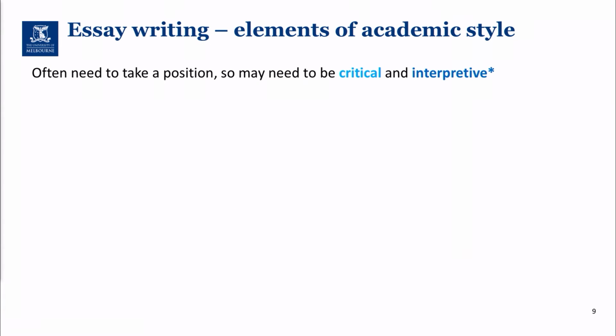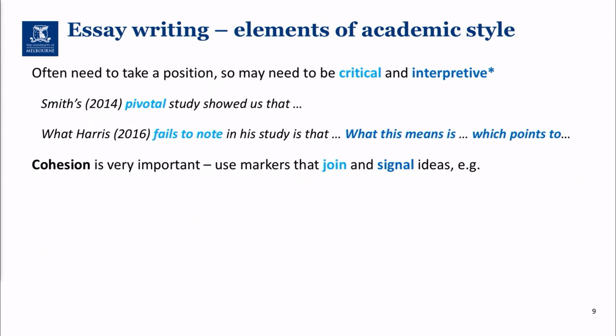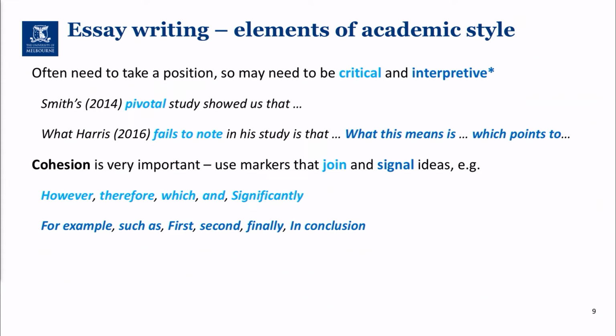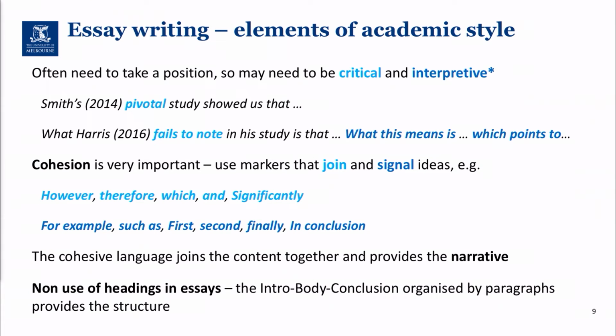We often need to take a position, so it may need to be critical or interpretive. There's some language that does that, some examples. It's cohesive, and we use our signal markers to join and signal ideas in our paper. The cohesive language joins the content together. It provides the narrative. Now, in essays, we generally don't use headings. That's a report thing that we do. The intro, body, conclusion, organised in sequence paragraphs gives us the structure we need.